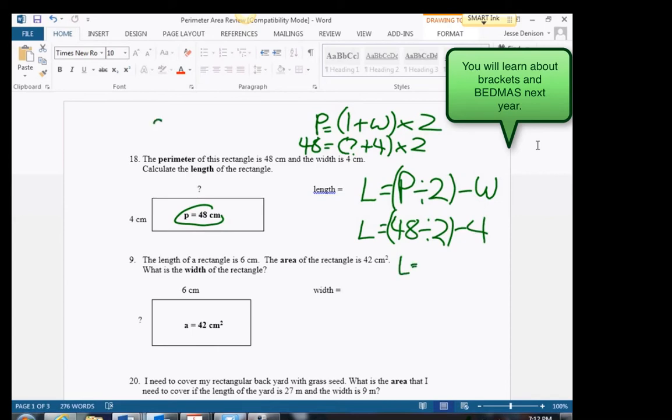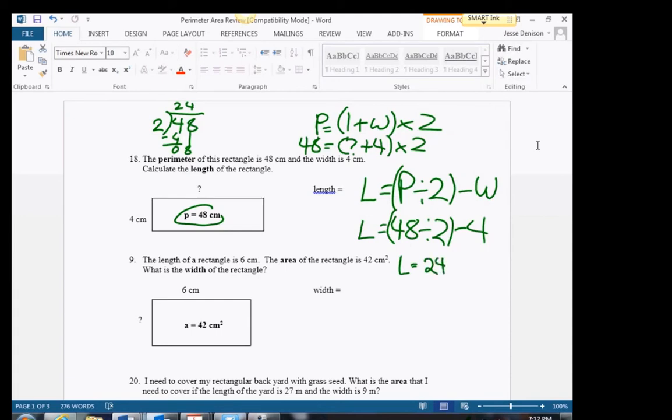48 divided by 2, well, just in case I don't know that in my head, I'm going to show the work here. And if you need a scrap piece of paper for an assessment, please use one. 2 times 2 is 4. Subtract, bring the 8 down. 2 goes into 8 4 times. Okay. 48 divided by 2 equals 24. 24 subtract 4. Well, I know that that is 20. The length then is 20 centimeters. Okay, there it is right there.